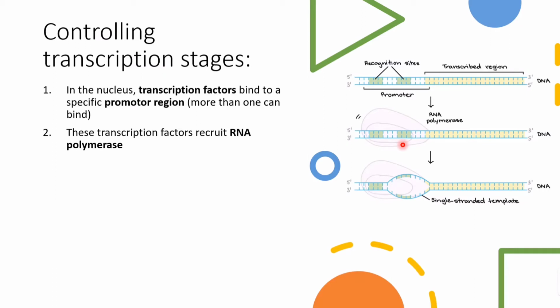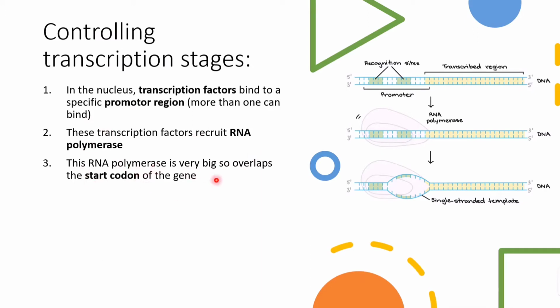So this is important because our RNA polymerase is very big. So this means that it's big enough to overlap the start codon of our gene. So you can see in this diagram, our transcribed region, so our gene is here, and our start codon is overlapped by this RNA polymerase that has bound to these transcription factors. So this allows the RNA polymerase to bind to our DNA, to bind to our gene that we need to transcribe, and it starts the transcription of the gene.